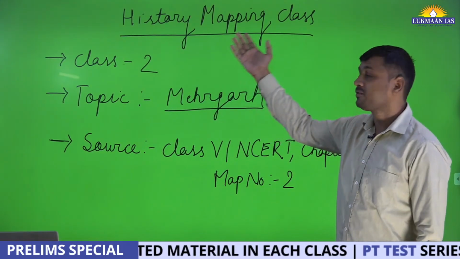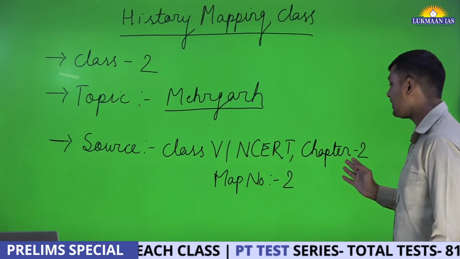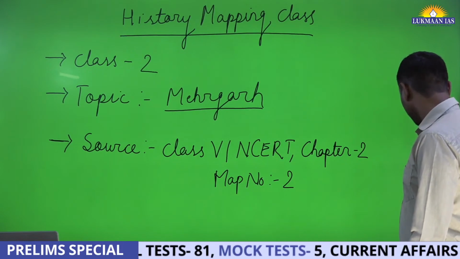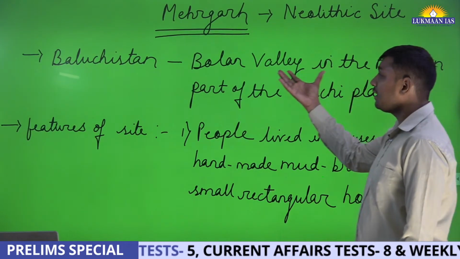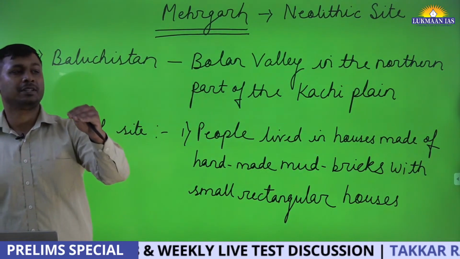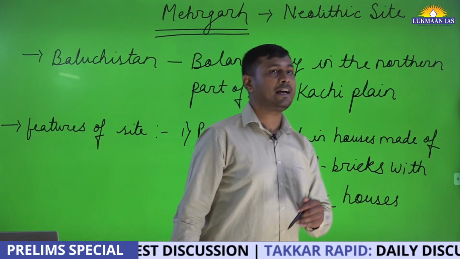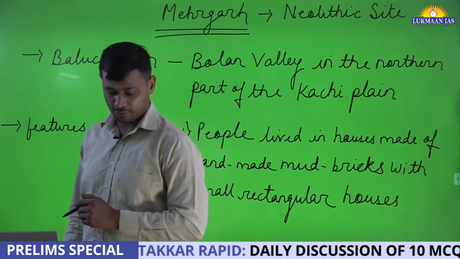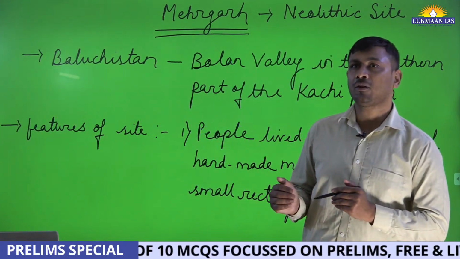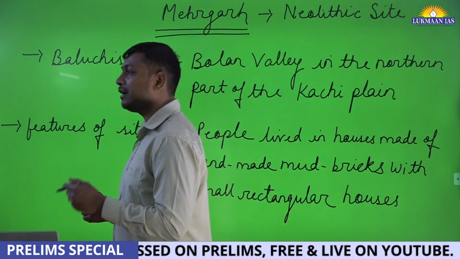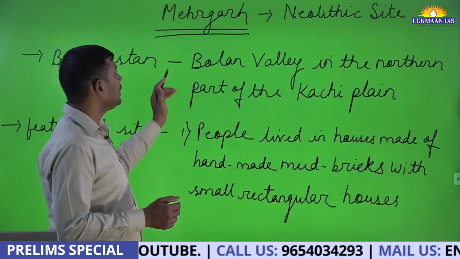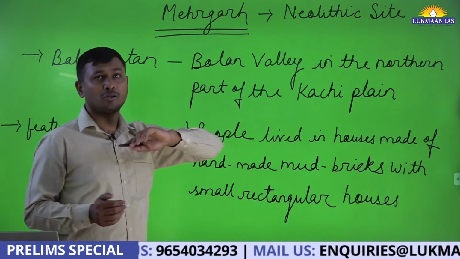It is history mapping class 2, and the source is class 6 NCERT, chapter number 2, map number 2. First of all, Mehrgarh is a Neolithic site, and at the same time some of its stages have evidence of the Chalcolithic age also. Chalcolithic basically means we find the presence of copper, along with evidence of painted pottery. These are found in this site.